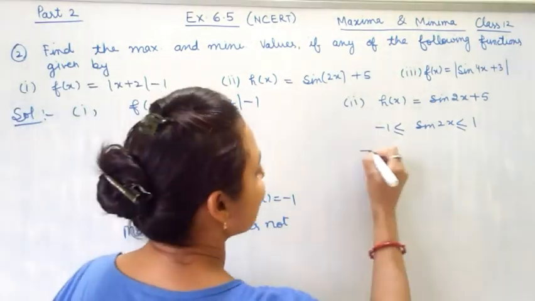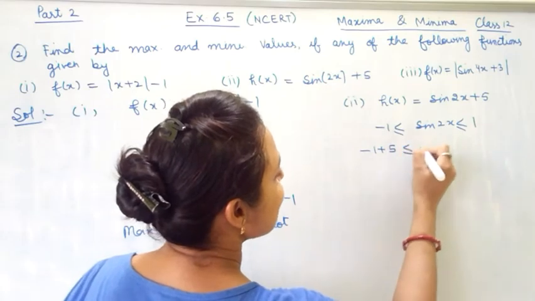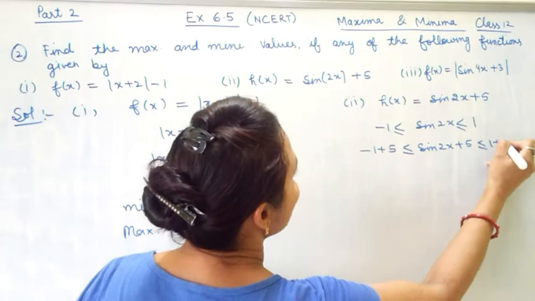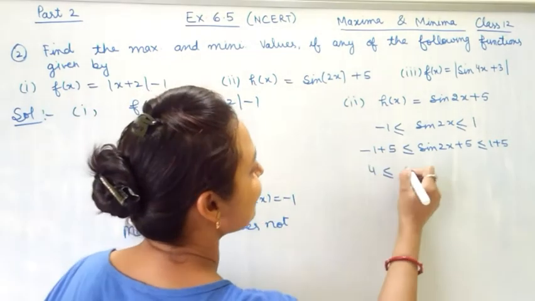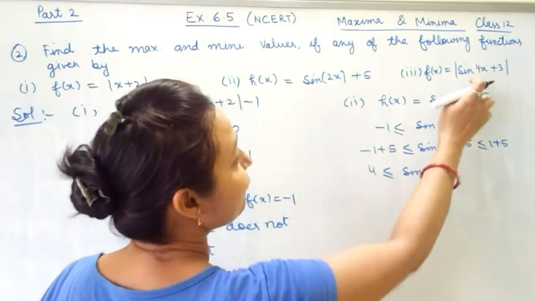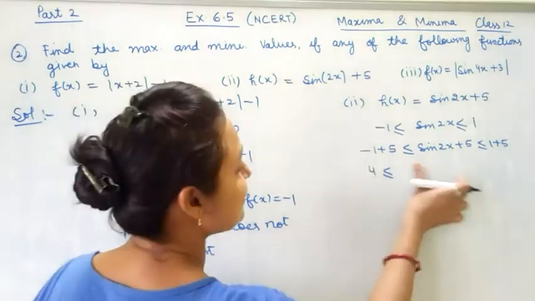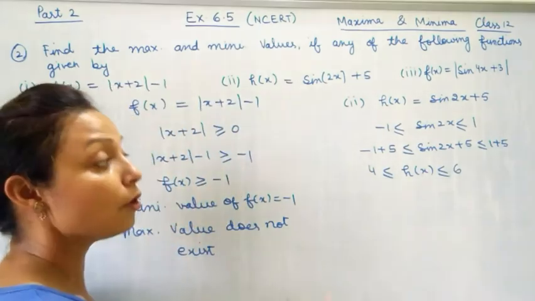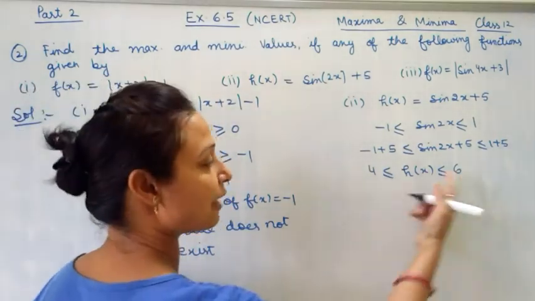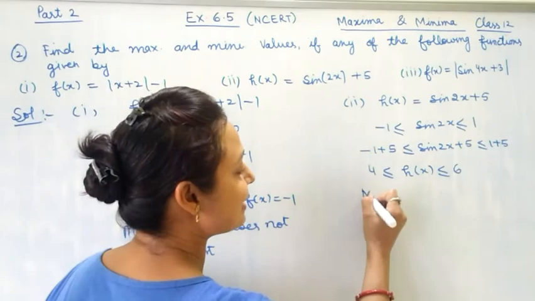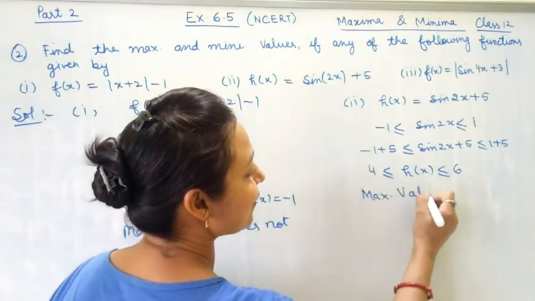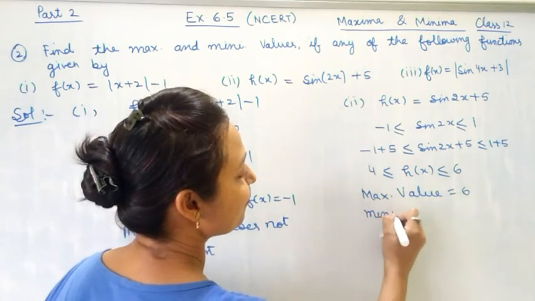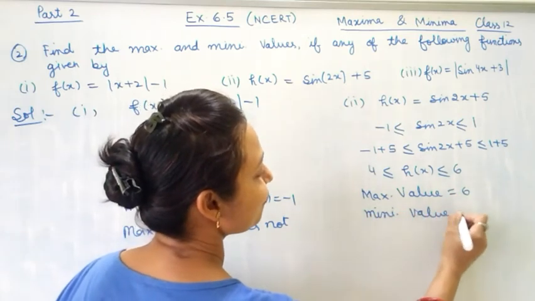Now I will add 5 on all three sides like this. sin 2x + 5 is less than or equal to 1 + 5. So we have 4 less than or equal to this function that is given to you, that is h(x). So I will write it as 4 ≤ h(x) ≤ 6. Now you all know this is the maximum value, this is the minimum value. Maximum value is equal to 6 and minimum value is equal to 4, right?